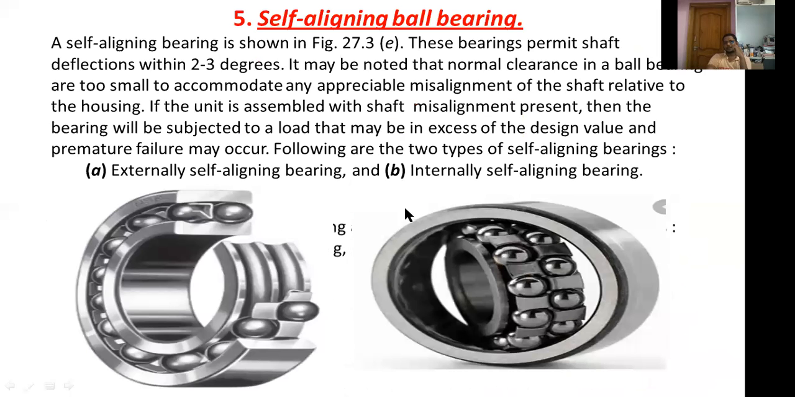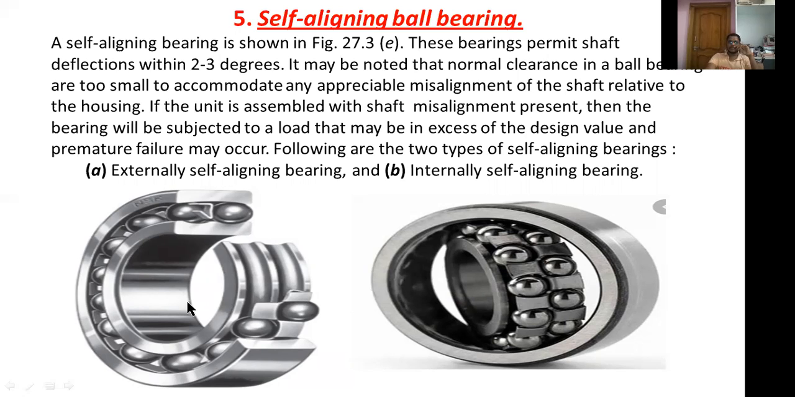Okay, these are the examples for self-aligning ball bearings. A self-aligning ball bearing is shown here. These bearings permit shaft deflections within 2 to 3 degrees. It may be noted that normal clearance in ball bearings is too small to accommodate any appreciable misalignment of the shaft relative to the housing. If the unit is assembled with the shaft misalignment present, then the bearing will be subjected to a load that may be in excess of the design value, and premature failure may occur.